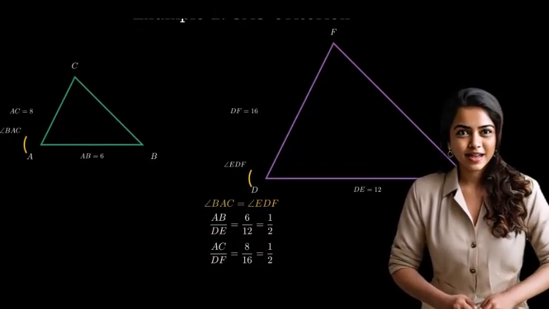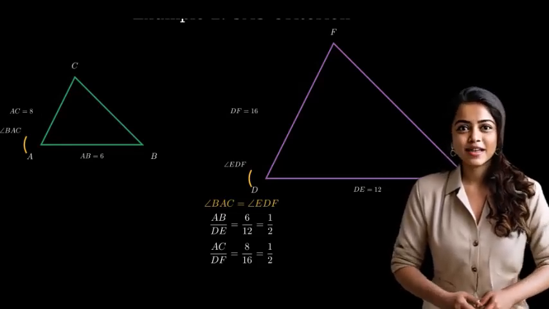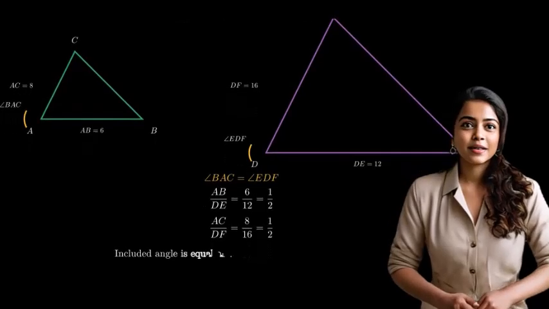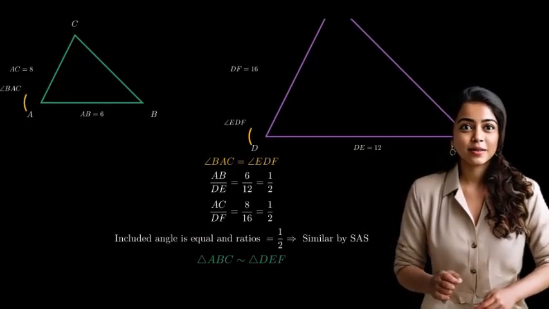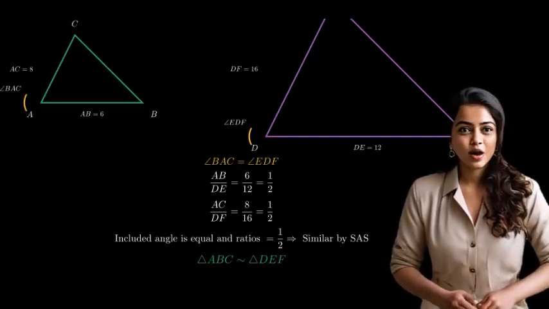AB divided by DE equals 6 divided by 12, which is 1/2. AC divided by DF equals 8 divided by 16, which is also 1/2. Since the included angle is equal and the ratios of the sides are the same, the triangles are similar by the SAS criterion. Let's look at our third example using the angle-angle criterion.